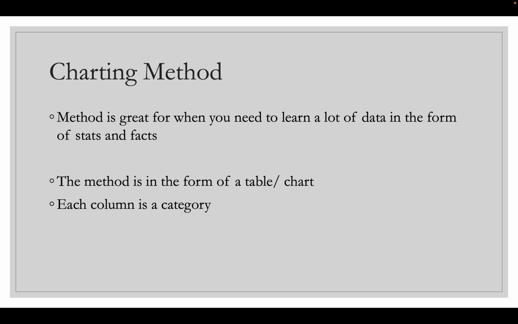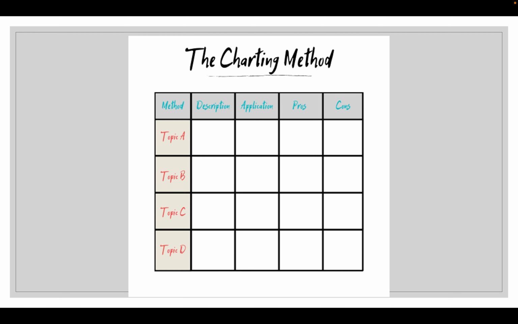All right, third method is the charting method. And it's great for when you need to learn a lot of data in the form of statistics and facts. It's usually in the form of a table or a chart, and each column is a category. So this is an example of what the charting method looks like. You can see on the left-hand side there are different topics you're going to be talking about. And then along the row at the top is different types of information per each topic that you want to discuss. So we'll go into an example here.